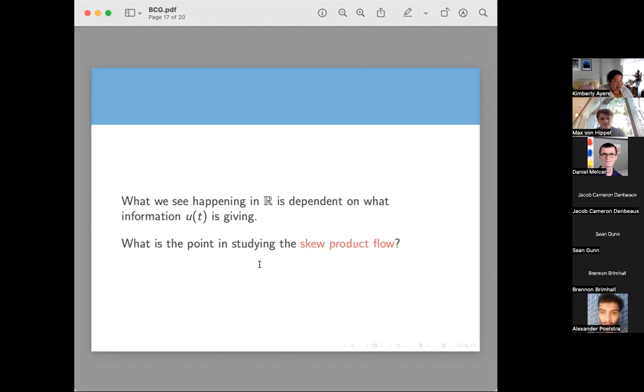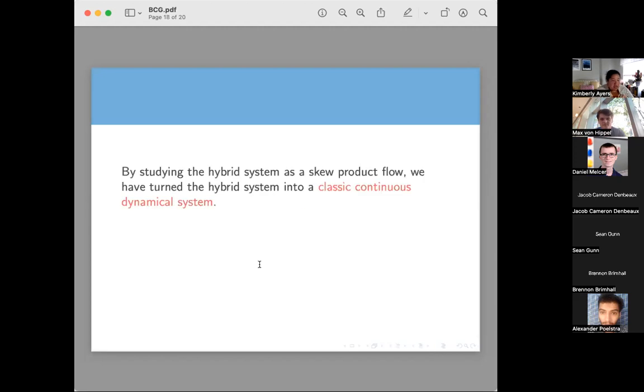And I kind of got ahead of myself a little bit. I sort of said all this stuff already, but the point in studying the skew product flow is that it takes the hybrid system, which is kind of a weird thing to wrap your head around, and changes it to a classic continuous dynamical system where the discrete component is built in.